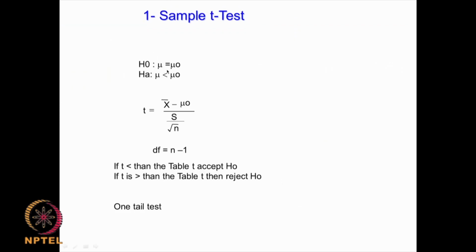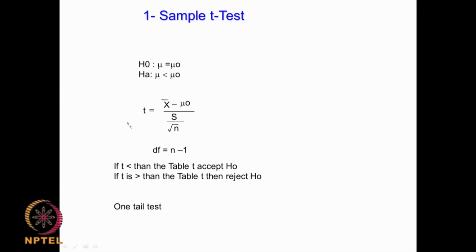Simple, H naught is equal to mu naught. That is, mu naught is your original mean of the population. Now, the alternate is mu is less than mu naught. That means you want to know whether the average size of the barnacle shell from South India is less than this 25.